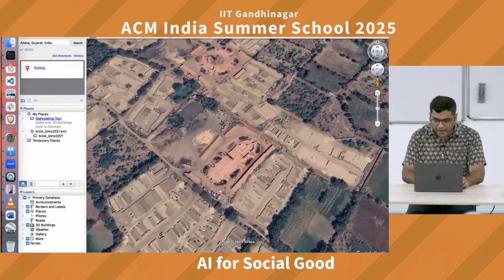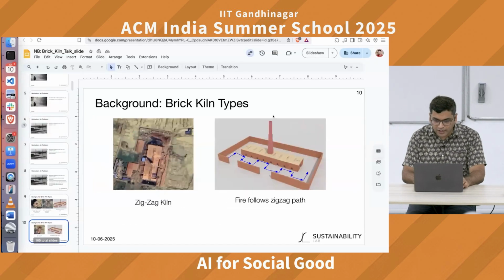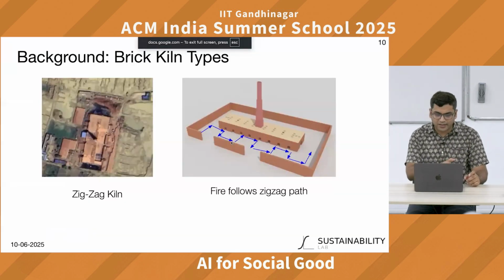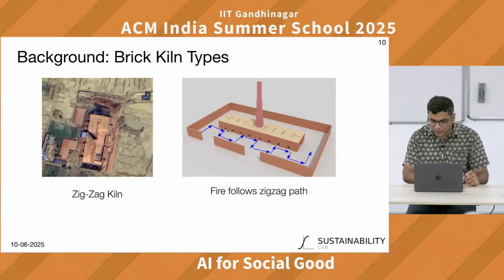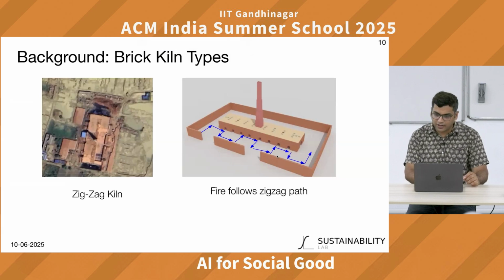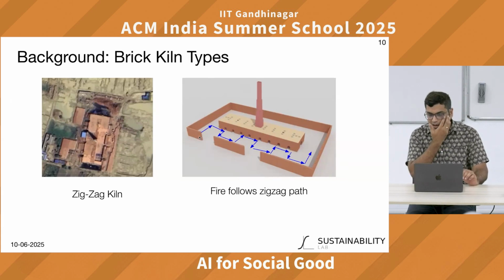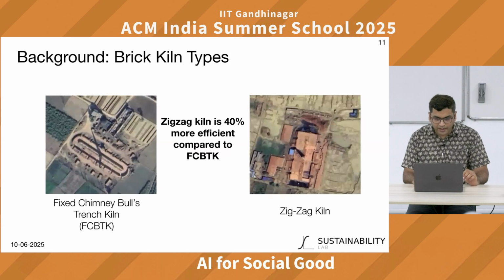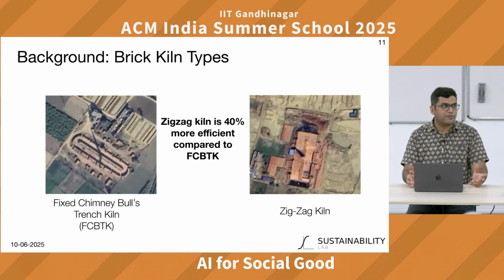And in Gujarat, I don't think we see a lot of the next variation, which is known as zigzag. You can see here the path of the fire flow is zigzag in nature, and this is supposed to be much more efficient. And you can see that the overall structure as seen from a higher altitude is now more rectangular as opposed to oval. And there are studies that this structure is about 40% more efficient.